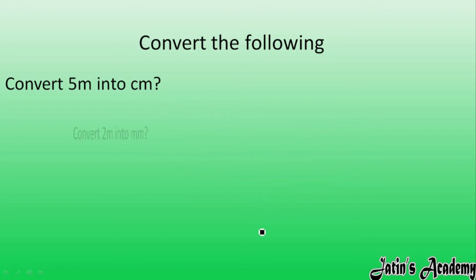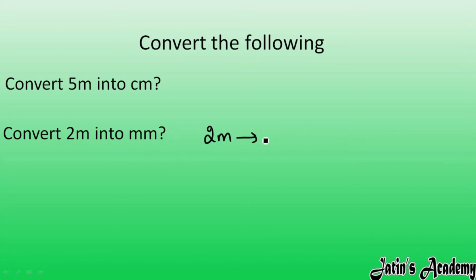Next numerical, convert 2 meter into millimeter. So what is our next step? We have to write the relation between meter and millimeter. Just note it down: 1 meter is equal to 1000 millimeter. This is the relation between meter and millimeter.